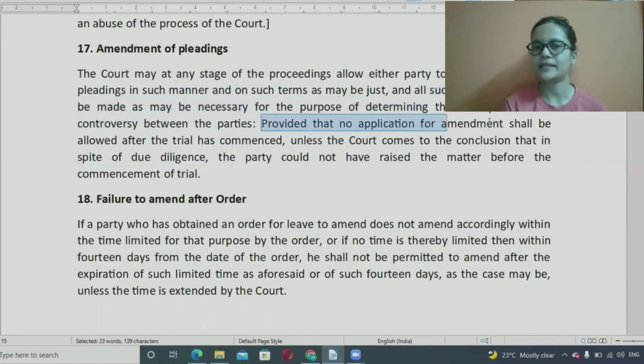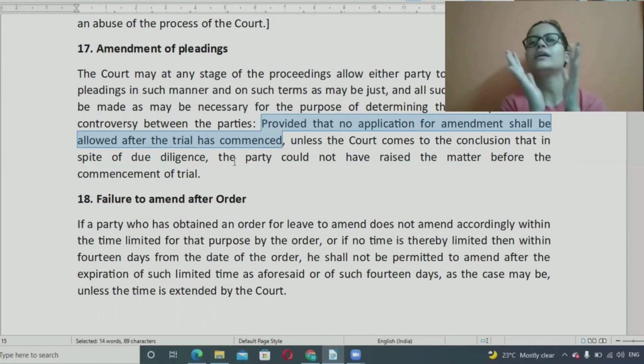provided that no application for amendment shall be allowed after trial has commenced. So the usual rule is that once the trial has started, it should not be allowed. But again, the court has the discretion, unless the court comes to the conclusion that in spite of due diligence, it makes sense to allow the party to make these changes. It usually happens in the case of the Specific Relief Act. There is one legislation called the Specific Relief Act where we have different types of relief available, like injunction, specific performance of contract. We have so many different types.